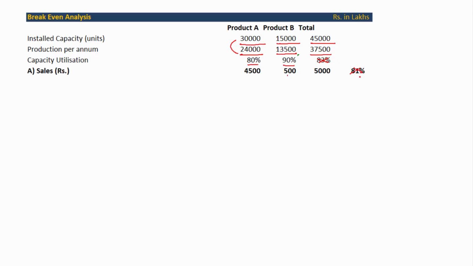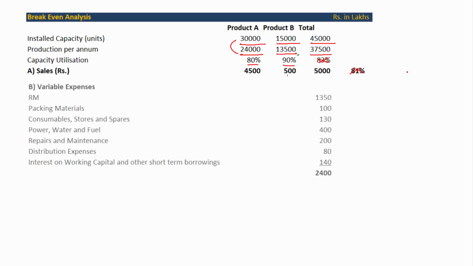Now, you are also given variable expenses. Variable expenses are those expenses which tend to vary as per production. They vary in proportion to the changes in production. So raw material, generally it is 100% variable. Packing materials, there can be something fixed, something variable. No, packing is linked with your production and sales. So we can say this is variable.